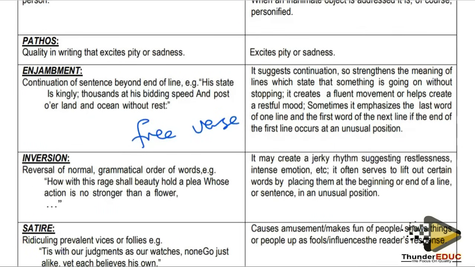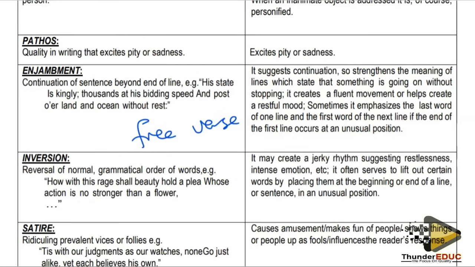Continuation of a sentence beyond end of a line. His state is kingly, thousands at his beating speed, and passed over land and ocean without rest. So this suggests continuation, so strengthens the meaning of lines which state that something is going on without stopping. So as a result, it's a fluent movement. It's almost as if the poet is so eager to tell you more that he can't stop. It's almost as if it's so urgent that he cannot pause it, and therefore he takes it over to the next line. That is what we call enjambment. So we're bringing in and saying when we're coming to free verse poems, whereby there is no regularity in structure, we will get a lot of enjambment.